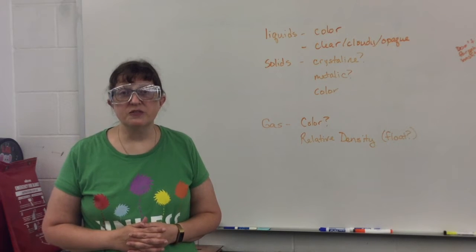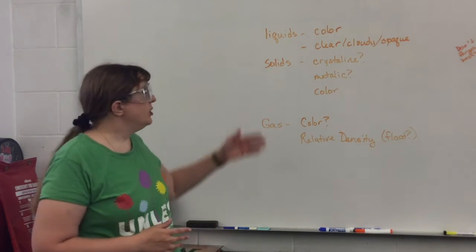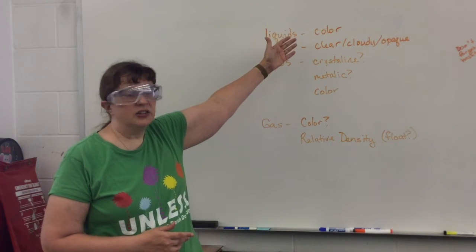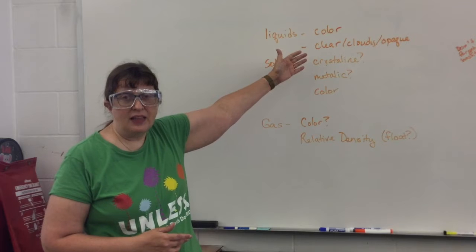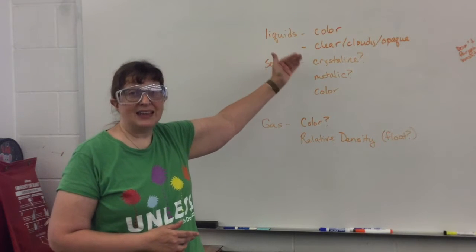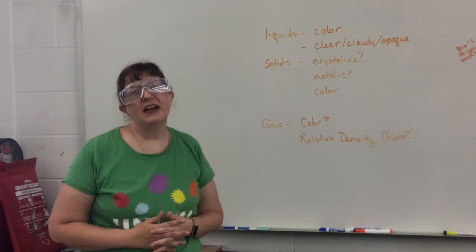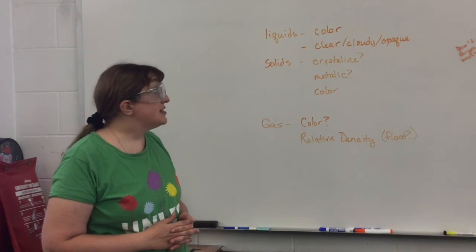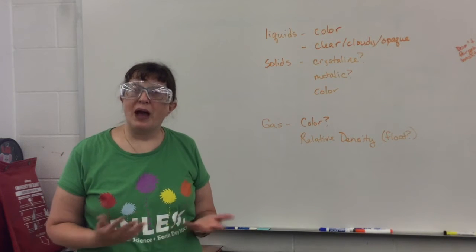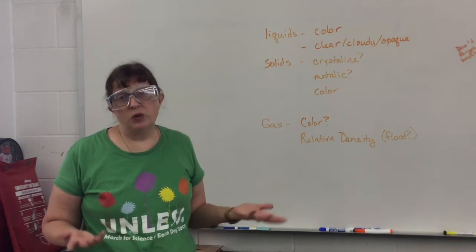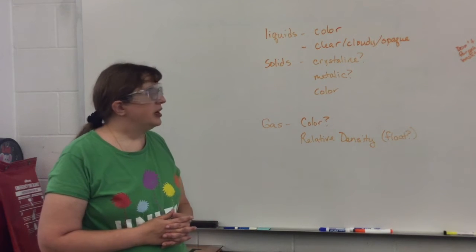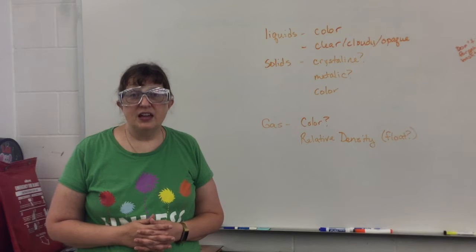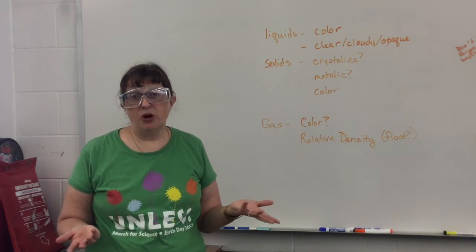When you're observing a liquid, you want to indicate the color and whether it is clear, cloudy, or opaque. There is a difference between clarity and color, and we'll talk about that in just a minute. If you have solids, you might want to notice if they're powdery or crystalline. You might want to take note of the color or if they look metallic. You might want to notice whether or not they dissolve in water if that's part of the procedure that you are doing.